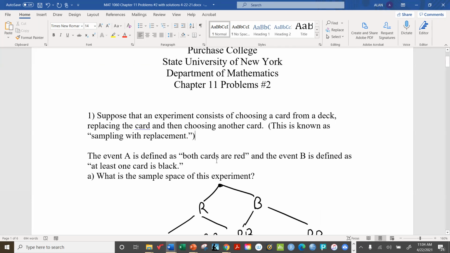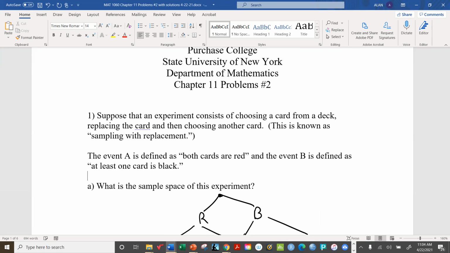Now, A will now be the event that both cards are red, and B will be the event that at least one card is black. Excellent. Now, what is the sample space of this experiment?